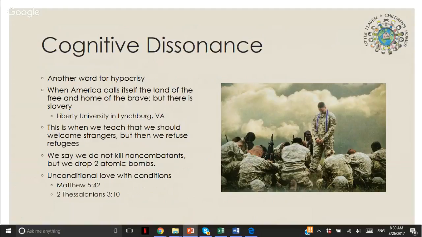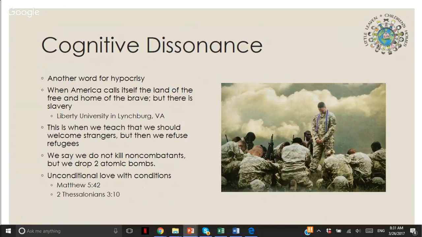So there's rules about killing non-combatants. You don't attack a vehicle with a red cross on it, for example, or a red crescent on it. And you don't harm anyone without a weapon, or anyone who's a child. Those are the rules of war. We have rules in war. But then the same country who agreed to those rules drops 2 atomic bombs in Japan.